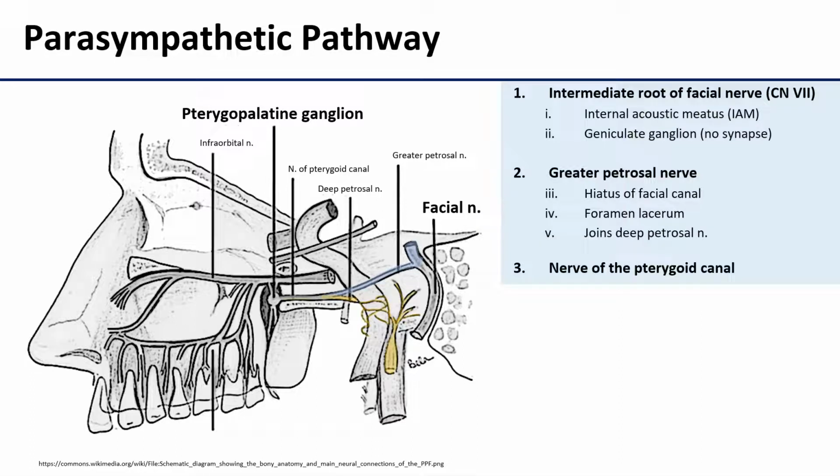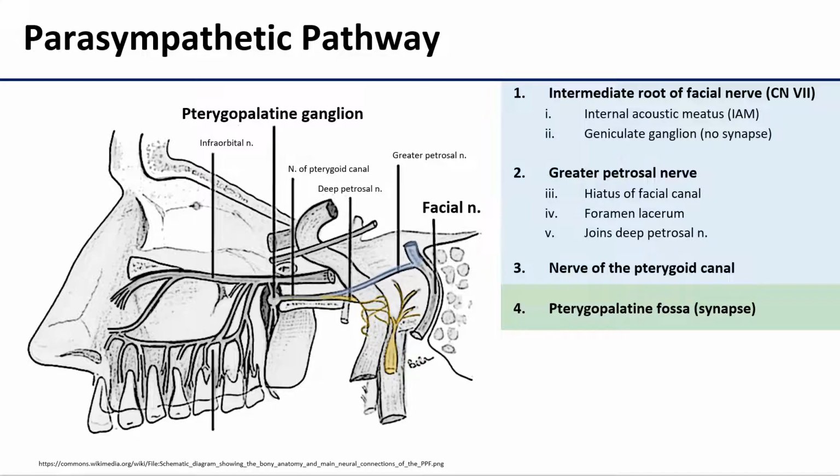Once the greater petrosal joins up with the deep petrosal, they dive into the pterygoid canal and they change their name very appropriately to the nerve of the pterygoid canal. They're going to travel anteriorly through the sphenoid toward the pterygopalatine fossa. The pterygopalatine ganglion is hanging out in the pterygopalatine fossa, and this is where those preganglionic parasympathetics will synapse with their postganglionic partners.